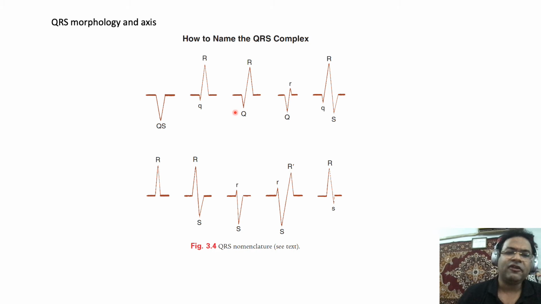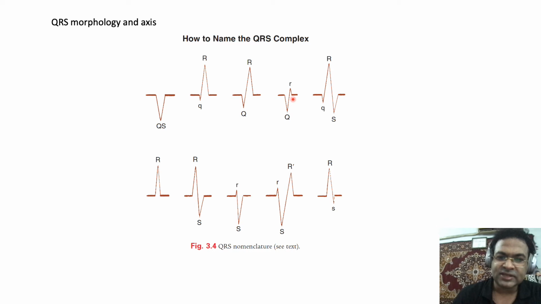Well, generally you get a small Q and then an R and then probably an S or no S. If there is a small Q that is only 1 or 2 millimeters deep, then it's a small q R. The first negative deflection is always called a Q. The first positive deflection is always called an R. If it is a deeper Q, that means more than 2 or 3 millimeters, then it's a capital Q R.